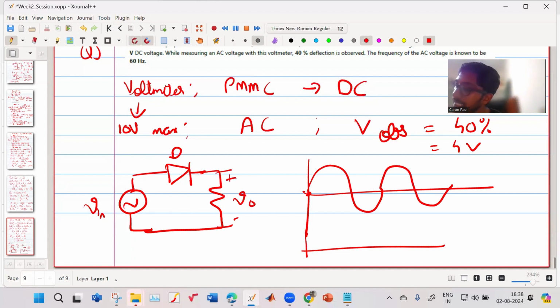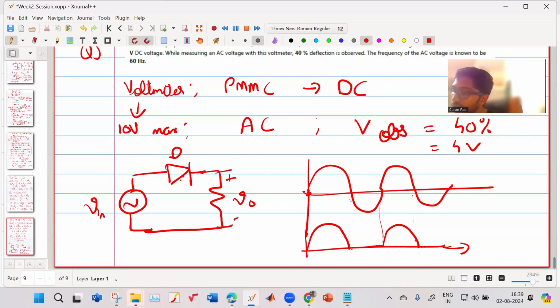When this voltage is greater than zero, when this voltage is positive, only then will this diode conduct. Only then is the diode forward biased, and only then you will get this signal. Because we are considering an ideal diode, we are considering the drop to be zero, it will come like this. Then when the voltage becomes negative, the diode will be reverse biased. No drop will be observed. Then when it is again positive, it is like this, and then further it is zero. Okay, so this is the signal which will come if there is a sine wave.